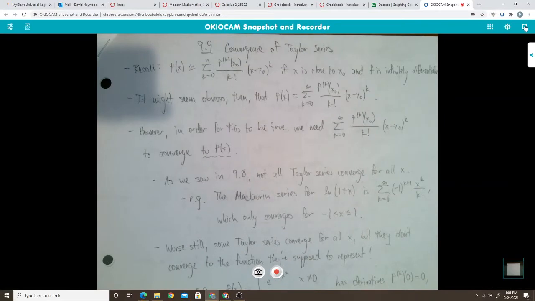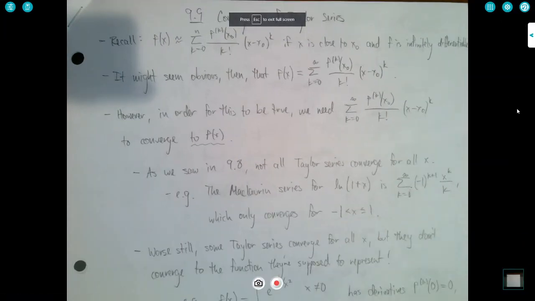All right, so moving on to section 9.9, we're going to talk about the convergence of Taylor series. And this might be a little bit confusing at first, because what you might be thinking is, well, didn't we just talk about power series in 9.8? We talked about convergence of power series in 9.8, right?